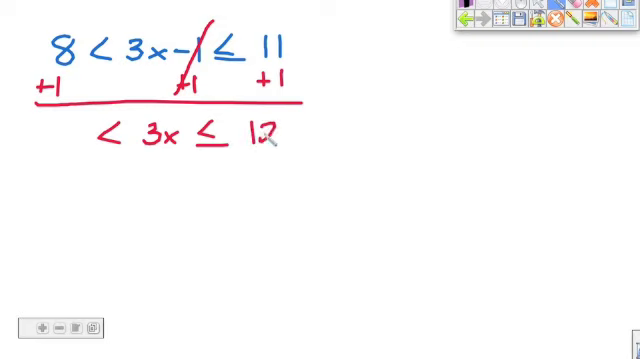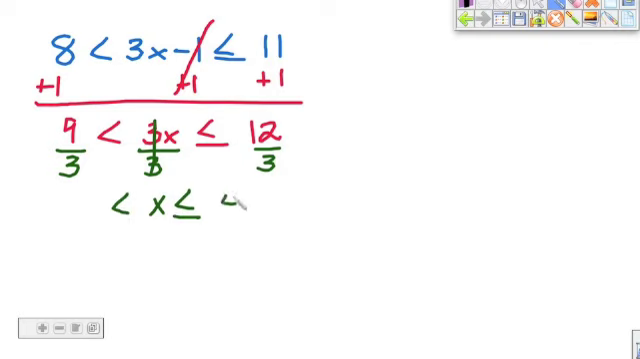11 plus 1 is 12. 8 plus 1 is 9. Now, to get that variable by itself, I need to do the inverse operation here. Well, right now that 3 is being multiplied to x, so I'm going to divide by 3. What I do to one, I do to them all. Again, all 3. My 3's cancel here, allowing my x to fall down. Now I'm going to look. This was a positive 3 that I divided by each time, so my inequality signs do not need to flip. 3 goes into 12 4 times. 3 goes into 9 3 times. And that's my final answer so far.